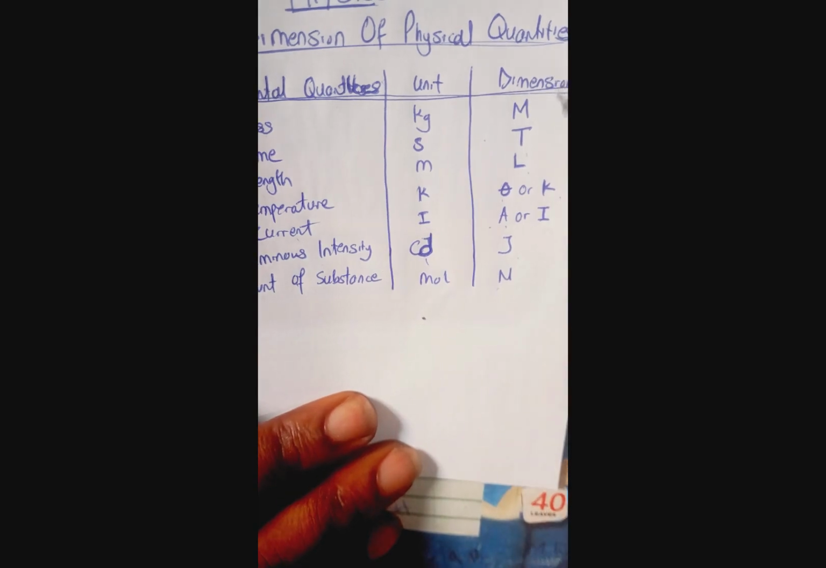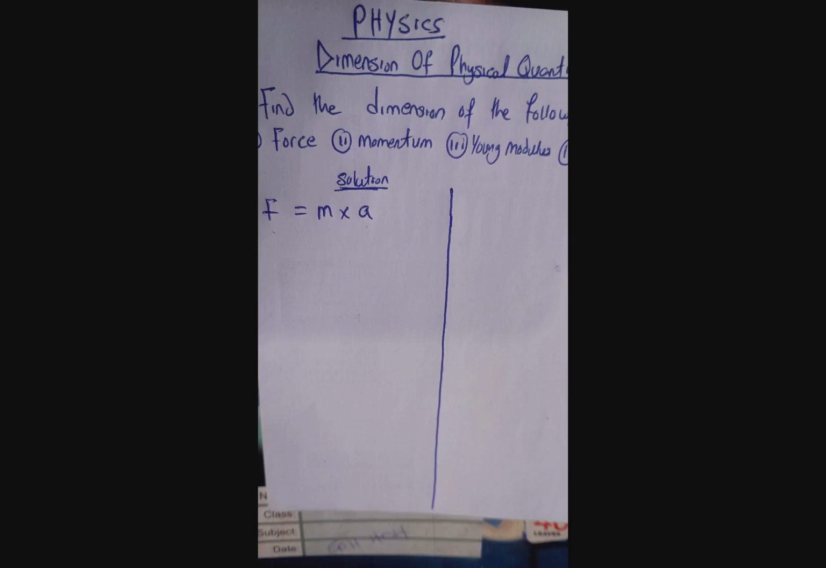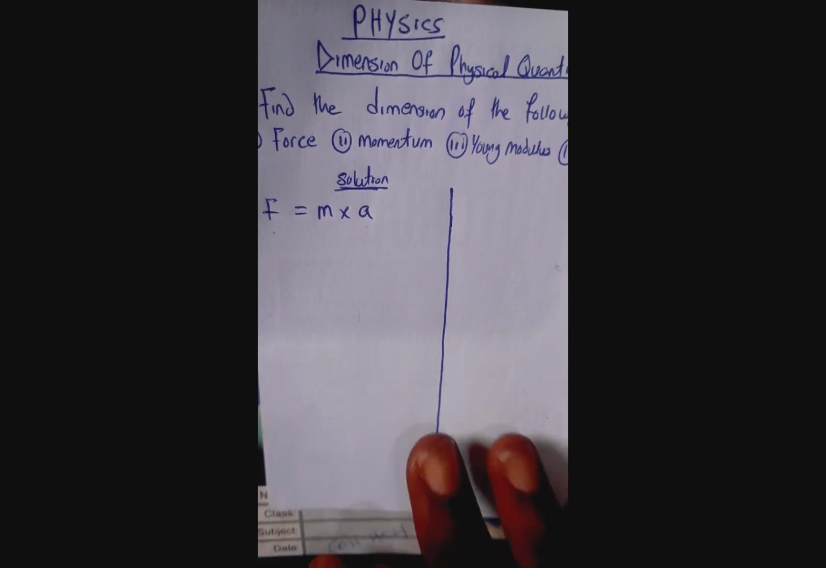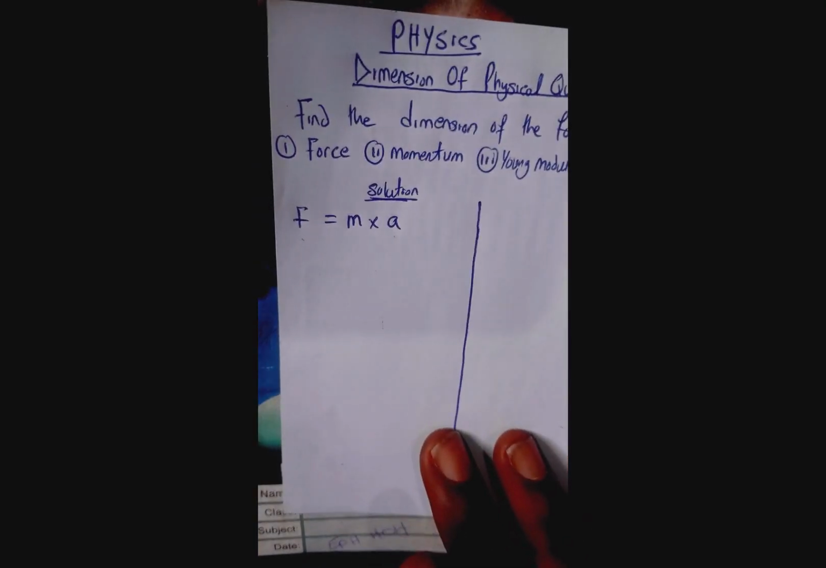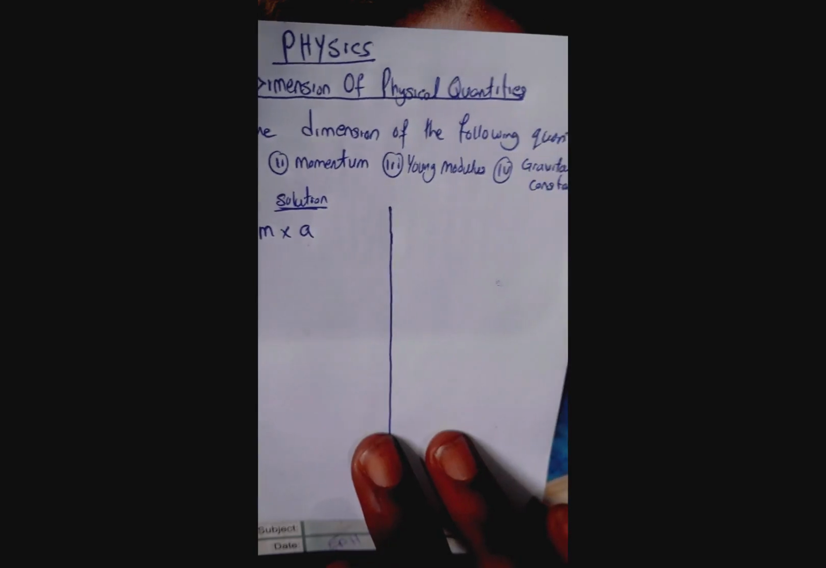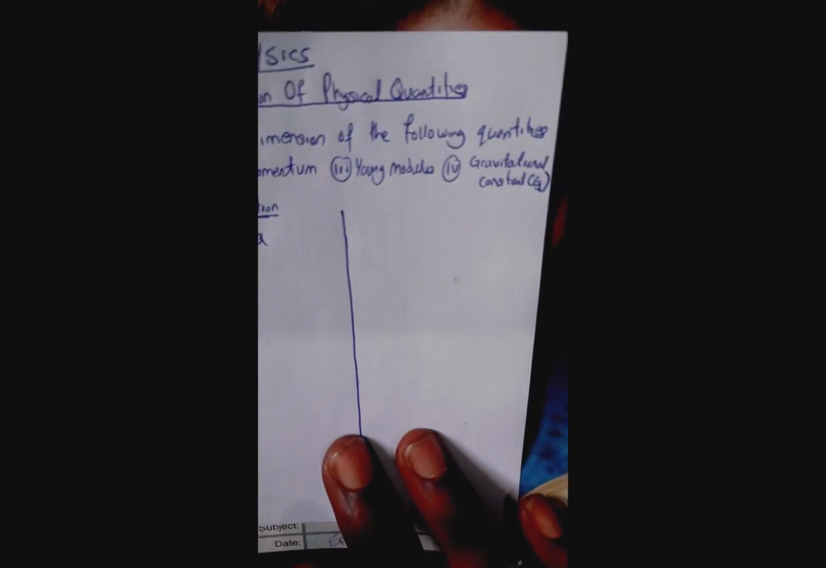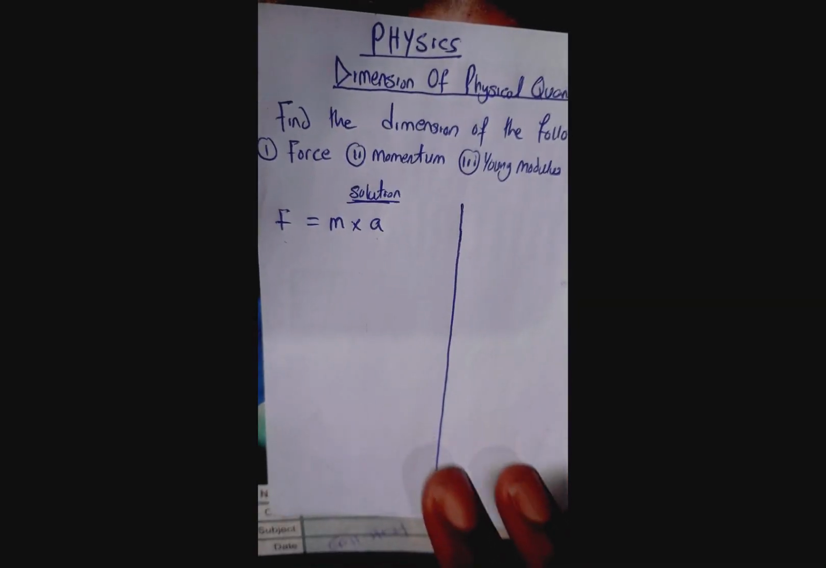So these are the dimensions of the 7 fundamental quantities, which are mass, time, length, temperature, current, luminous intensity and number of moles. So now here we are asked to find the dimension of the following quantities. The quantities are force, momentum, Young modulus and gravitational constant G. So there is not going to be any problem in solving this.